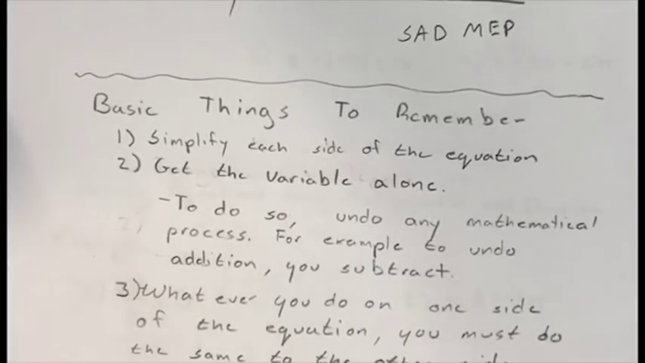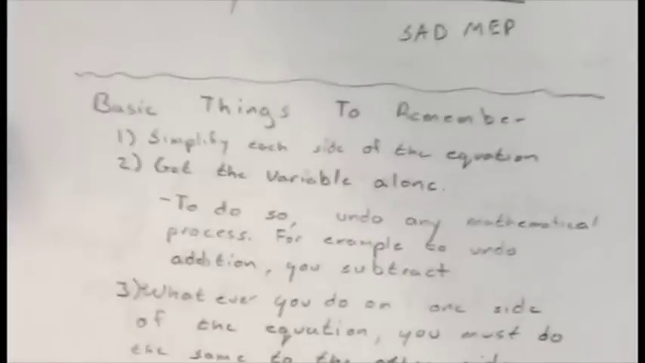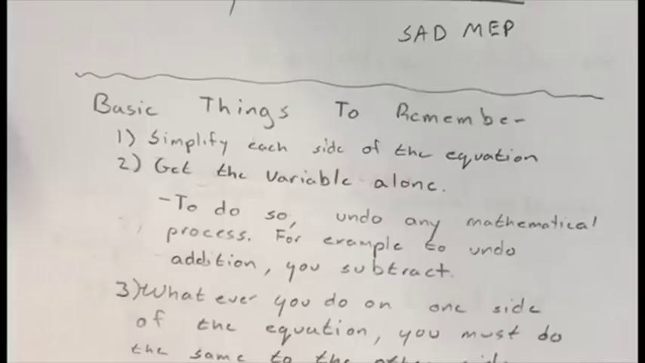Two, your main job in solving equations is to get the variable alone. And to do this, you undo any mathematical processes. For example, if you see an addition, you need to get rid of it by subtracting. All right? You do the opposite. And we'll show you that in a little bit more detail.